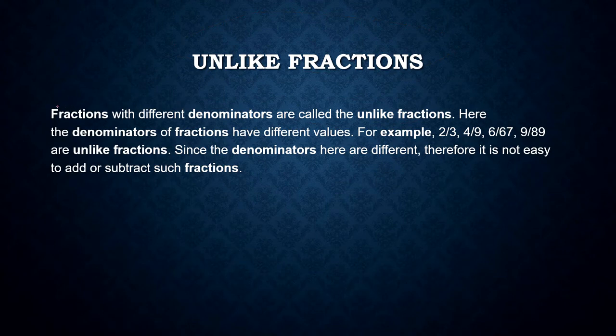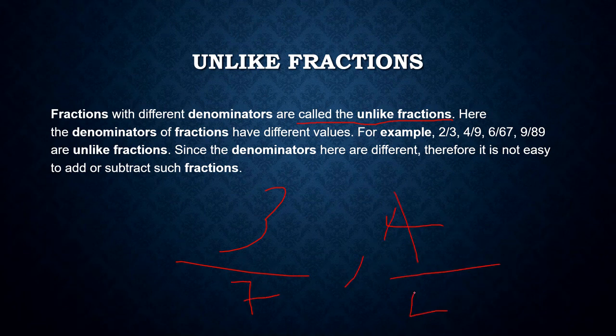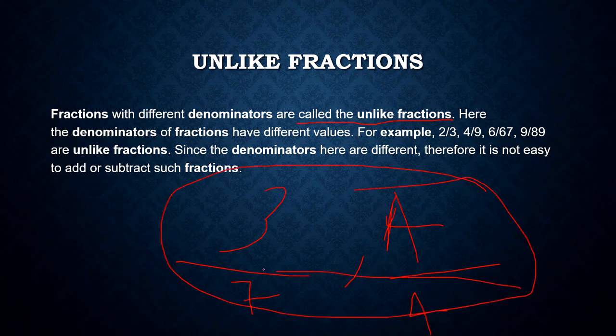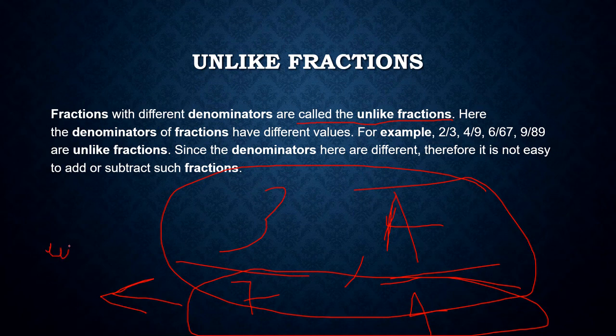Unlike fractions. Fractions with different denominators are called unlike fractions. So it's just the opposite of like fractions. So 3 by 7, 4 by 4. This is an improper fraction because the numerator and denominator are the same. So these two are not like fractions because they have different denominators. So those types are called unlike fractions.